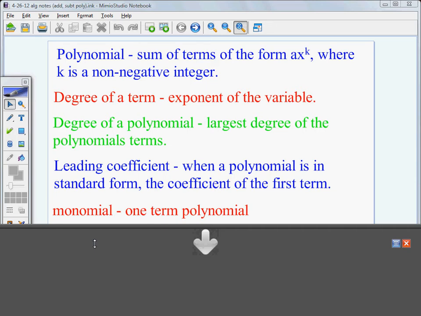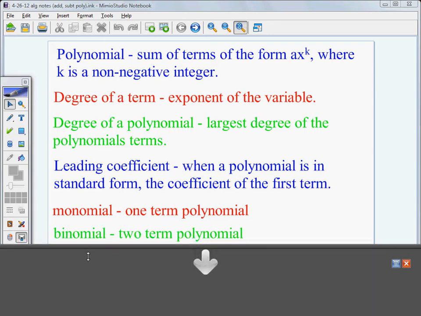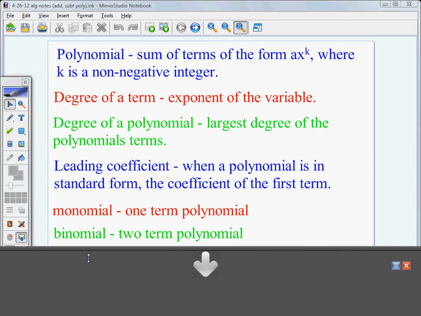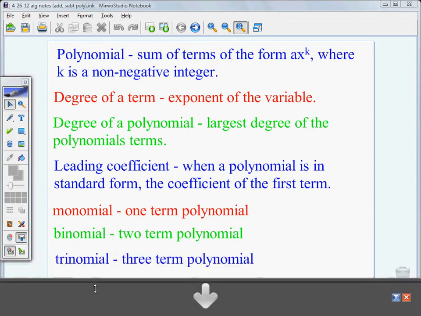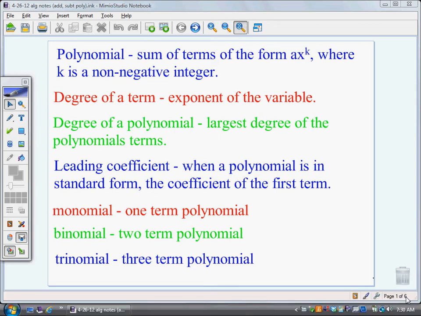A monomial is just a one-term polynomial. So if you only have one term, you would call it a monomial. If you have two terms, it's considered a binomial. And if you have three terms, you call it a trinomial. Generally, after three terms, you just call it a polynomial, although all three of those are polynomials. But again, the number of terms determines whether you call it a monomial, a binomial, or a trinomial.